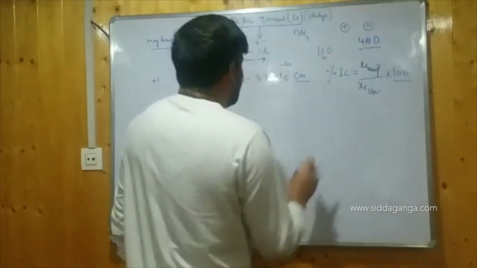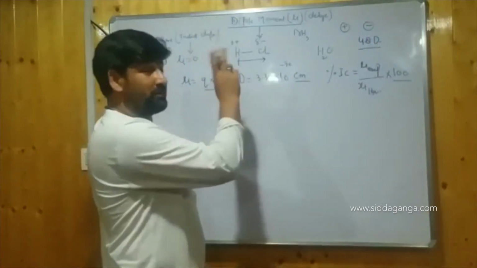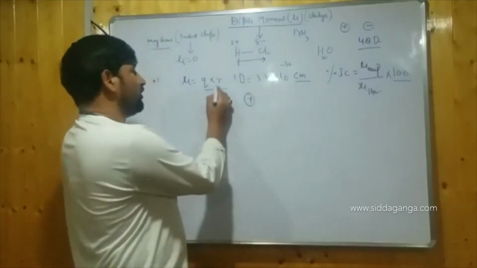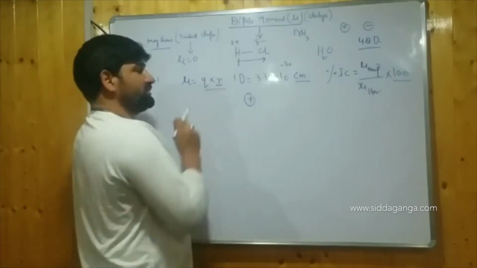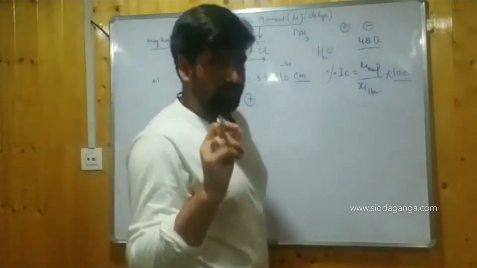Keep it in mind, when it is 1 full plus charge, the value of that 1 full plus charge will always remain constant. The only thing that will keep on changing will be R, correct or not? Once R keeps on changing, what will happen? Dipole moment will keep on increasing. Did you get the point clear here?